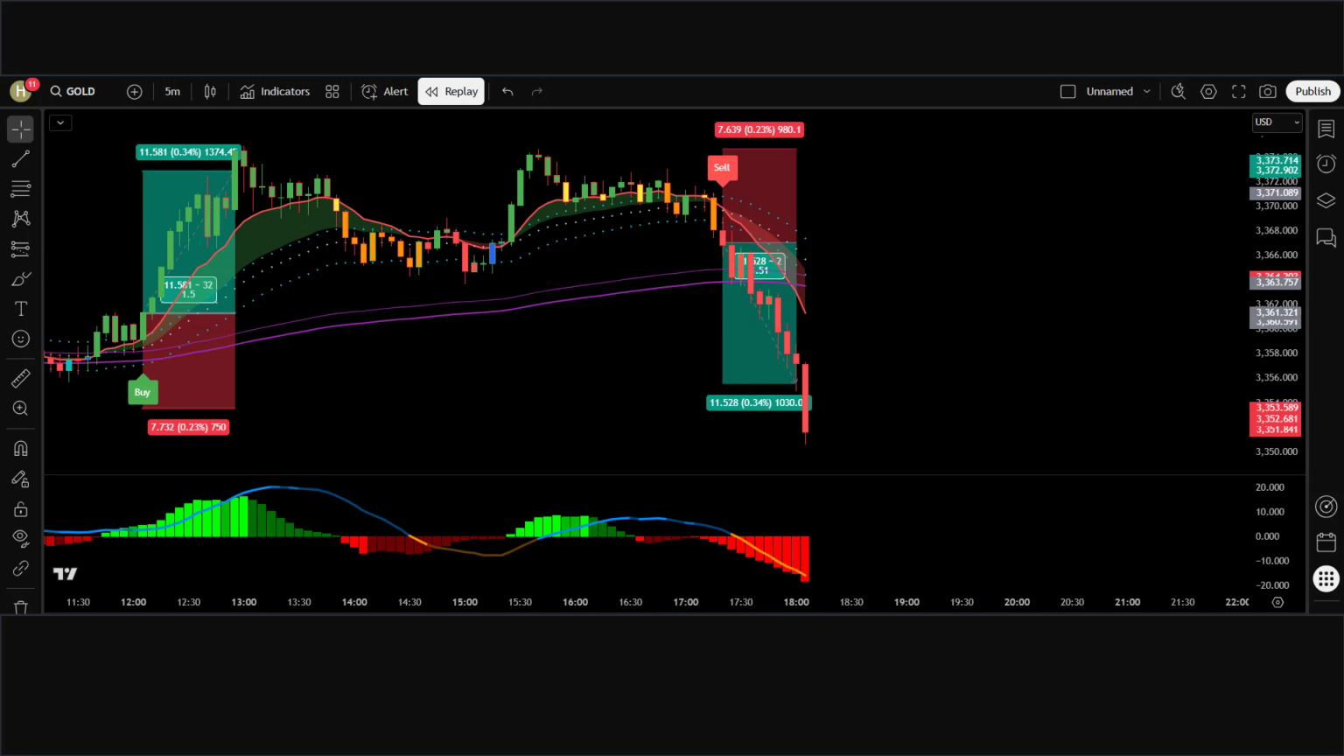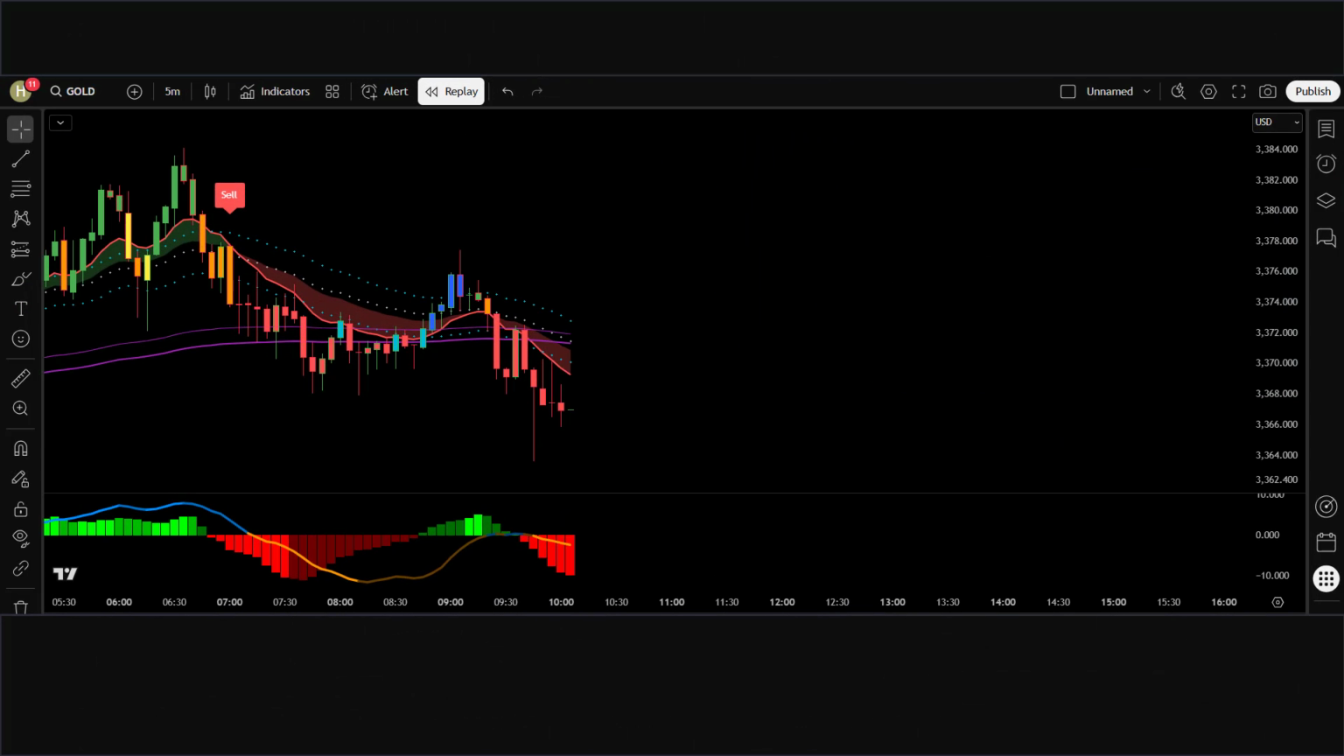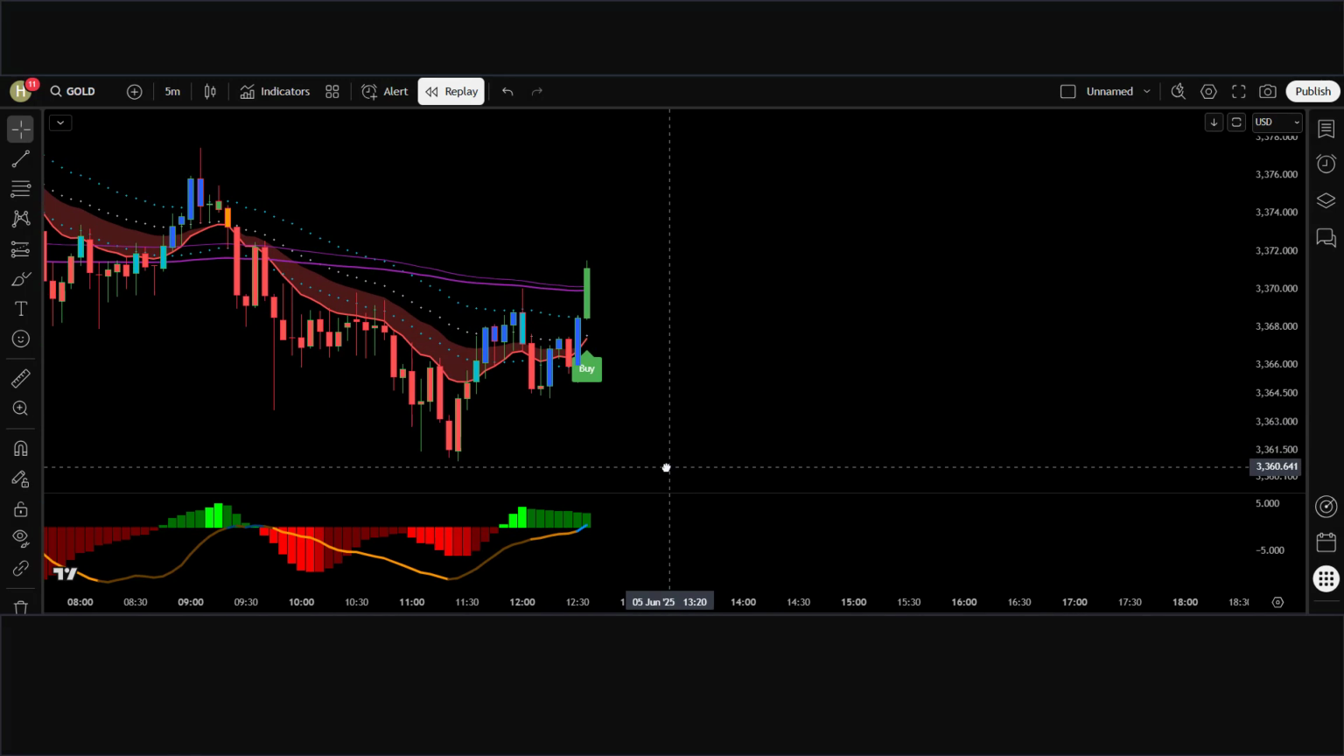I hope you have understood this trading strategy. If not, then don't worry, we will see multiple trades so that you definitely will understand. If you have any question related to this strategy, then you can ask in the comments section. We will try our best to answer all your questions.